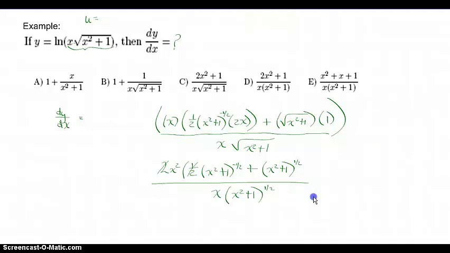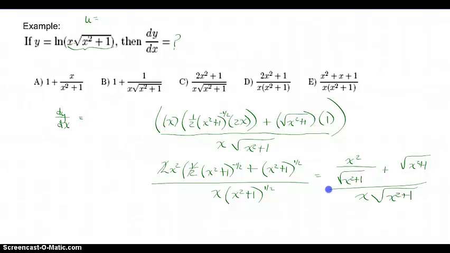Now, I tell you what we could do. Let's see if we can get these two terms put together. This is actually x squared over the square root of x squared plus 1, plus the square root of x squared plus 1 over x times the square root of x squared plus 1. So it looks pretty ugly, looks nothing like any of those choices up there. So let's get a common denominator in the numerator, and maybe we can get a fraction over a fraction and get it cleaned up.